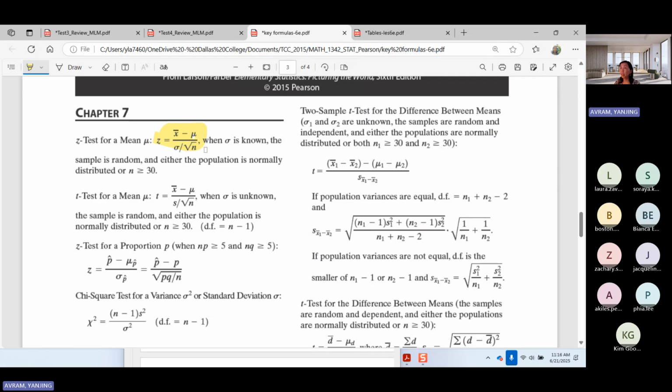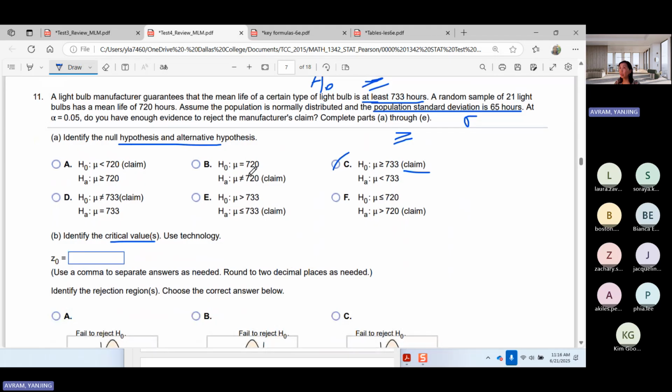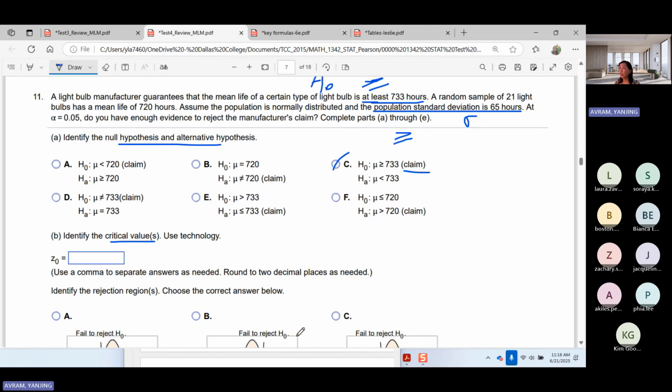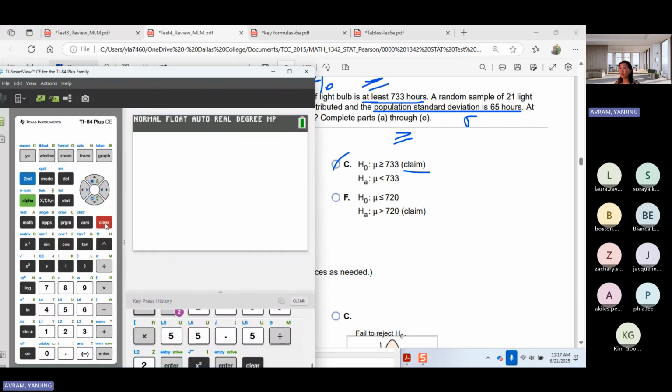X bar minus mu, similar to chapter 5, we calculate the Z value. But if you don't want to calculate this by hand, you can also do that in a calculator. Let me show you the calculator, but at least you know which formula to use. Okay, so I am going to use my calculator. It will show you the Z interval, a Z score.